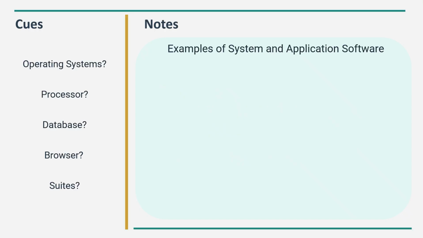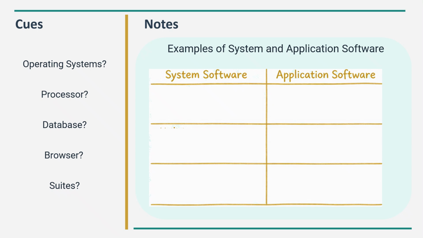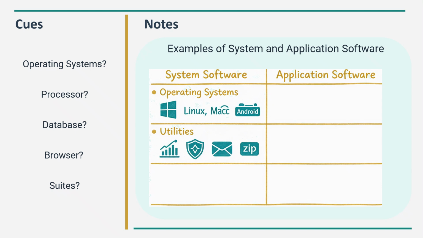So, let's look at a few clear examples. On the system software side, we have operating systems like Windows, Linux, Mac OS on computers, and Android or iOS on the phone. We also have utility programs like antivirus, disk cleanup, backup tools, and compression tools such as zip programs. Drivers are also system software, for example, a printer driver or a graphics driver.